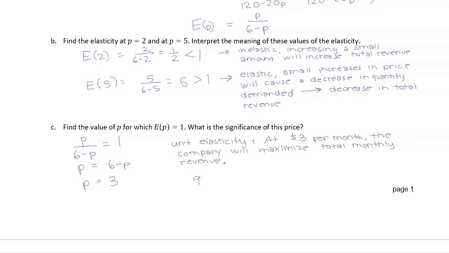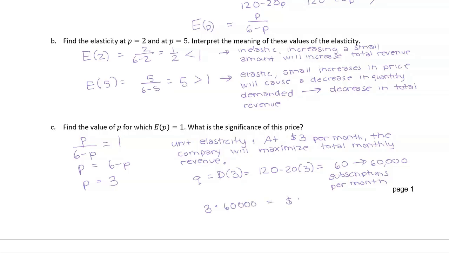So the number of subscriptions is going to be Q equals D of 3, which is 120 minus 20 times 3, which is 60. But this is in thousands, so 60,000 subscriptions per month. And then to see the revenue, it's $3 per month times 60,000 subscribers, which will be $180,000 per month. That is the first example on elasticity.